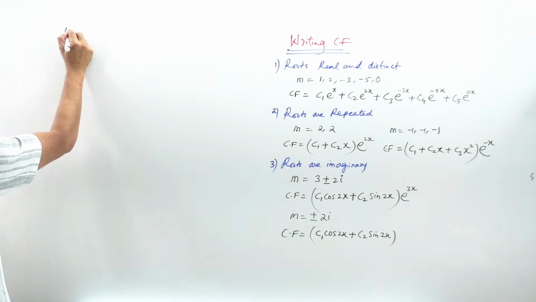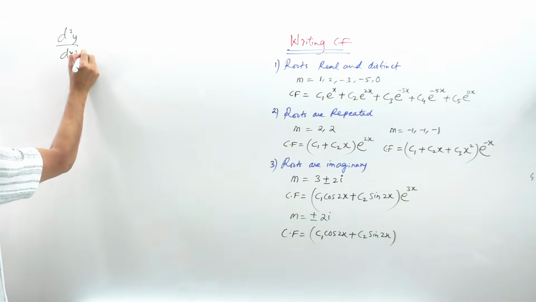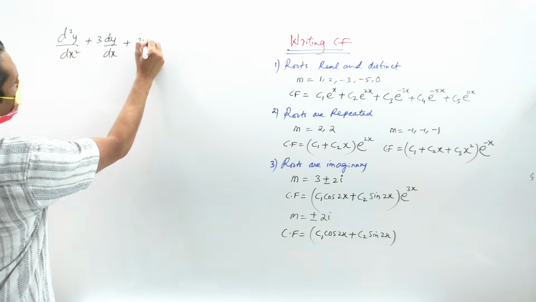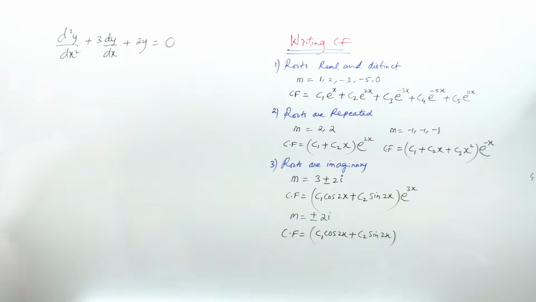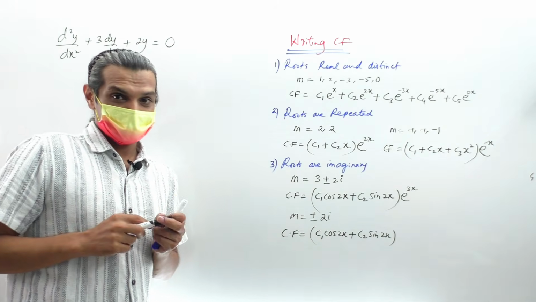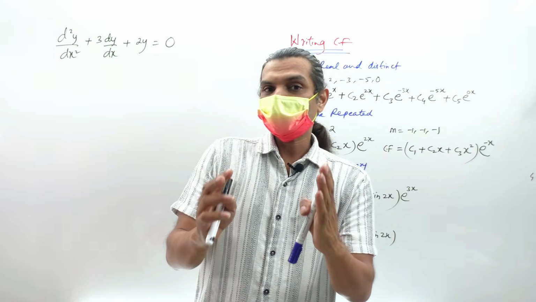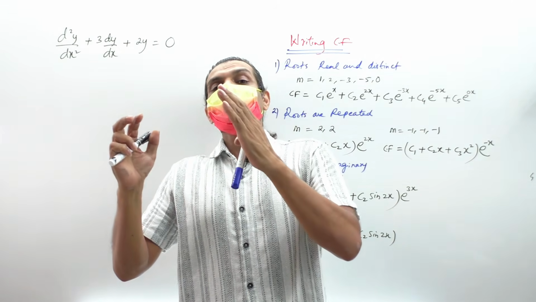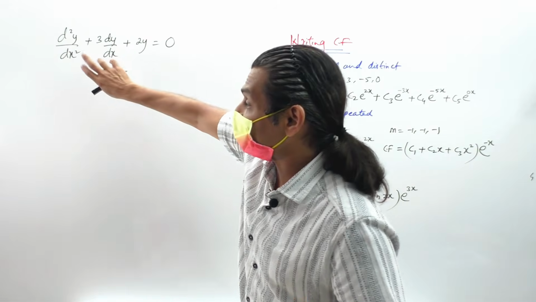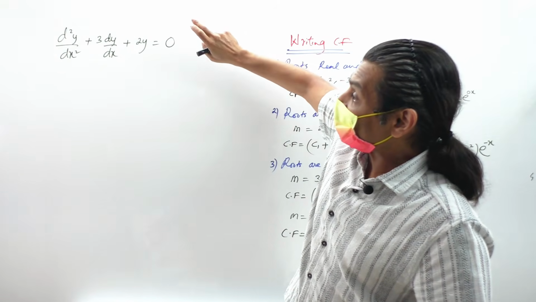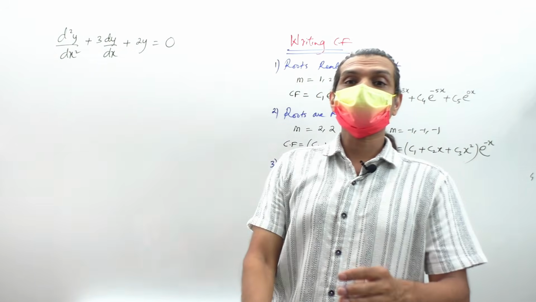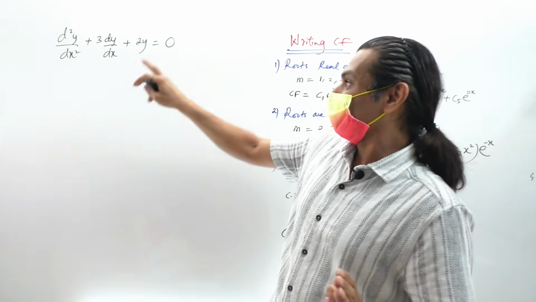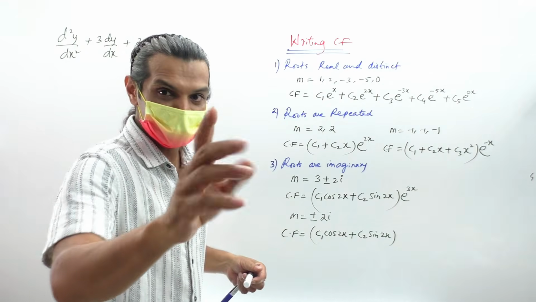Okay. Now, let us take one very simple question. d square y by dx square plus 3 dy by dx plus 2y is equal to 0. Note that the right side is 0. As I told you, the solution of any differential equation of higher order is CF plus PI. The complementary factor depends on the LHS and the particular integral on the RHS. Here RHS is 0, so the solution is only CF, and in today's video we are focusing only on finding the CF.